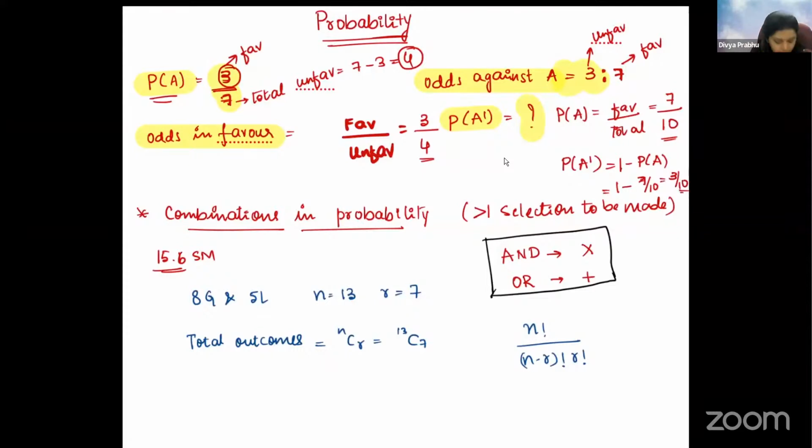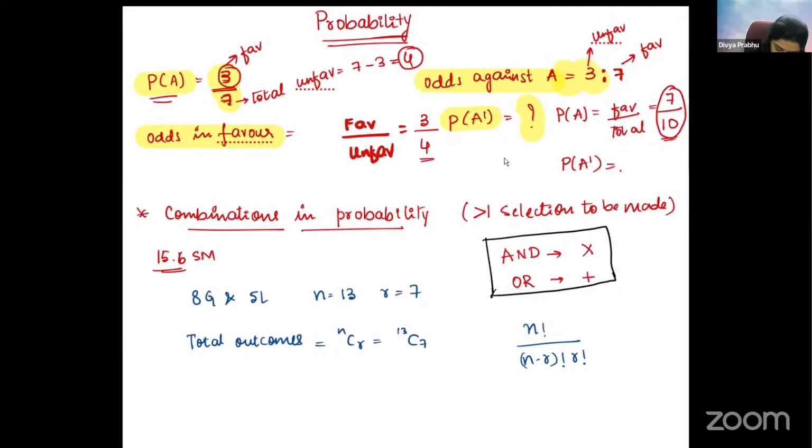Okay, we have got a few answers. P of A is 7 by 10. Very good. P of A dash is 3 by 10. Understood? So favorable divided by total, we got P of A. If P of A is 7 by 10, always remember complementary will be 10 minus 7, that is 3, so 3 by 10. That's all.